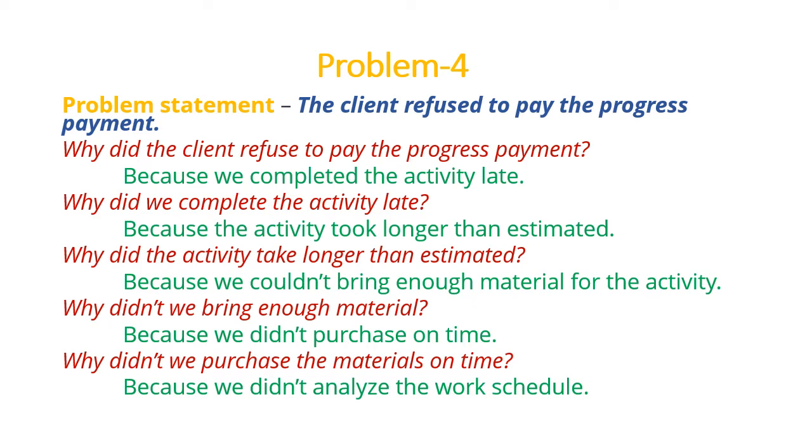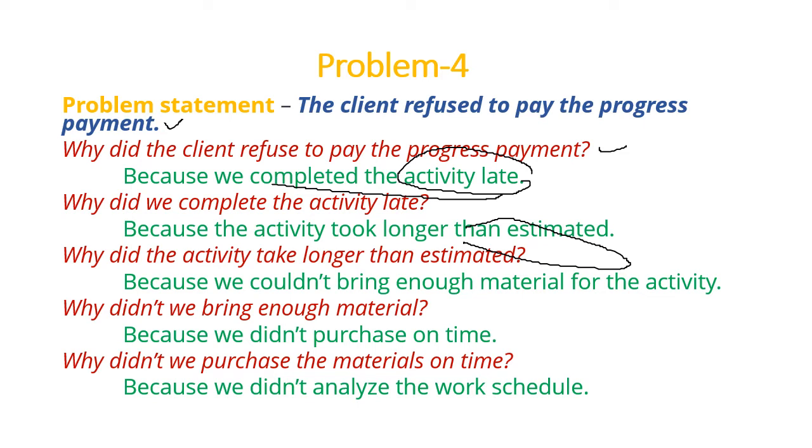Okay, let's return to the problem statement once again. The client refused to pay the progress payment. Okay, there is some progress, but the client refused to pay. But why did the client refuse to pay the progress payment? Because we completed the activity late. Okay, then why did we complete the activity late? Because the activity took longer than estimated. So why did it take longer?